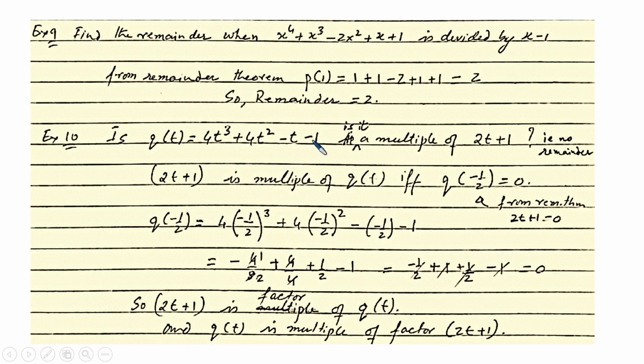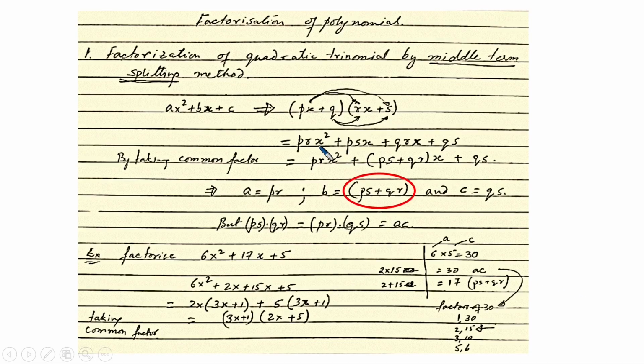Now is q of t a multiple of 2t plus 1? That means, is it a factor, that is, there is no remainder? I will not go into detail, just freeze it and see it, and I have explained it in my earlier lecture. Just substitute it: 2t plus 1 means t equal to minus half. So q of minus half is 0. So it is a factor. I will go a bit quickly because this was all dealt with in the class 9 lecture.